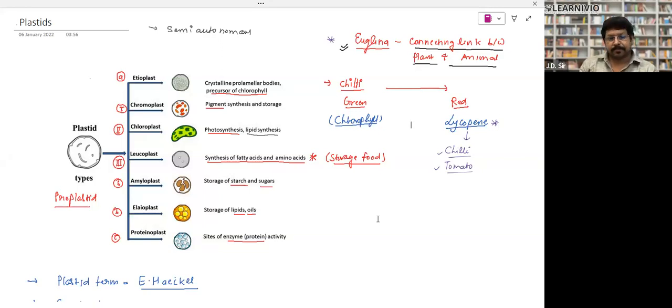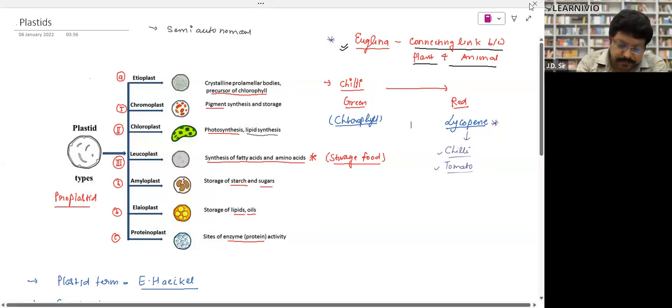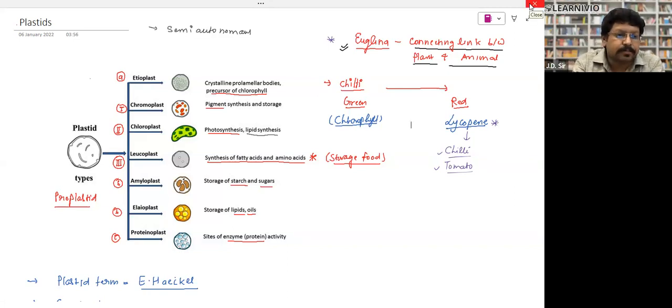Next point. The leucoplast stores food and they are colorless. Full stop. They are found in the food storing parts.